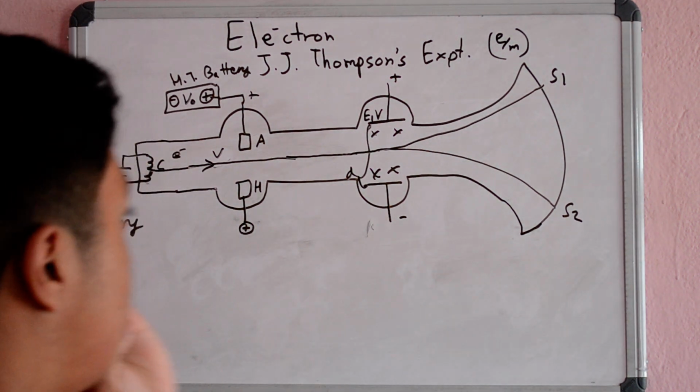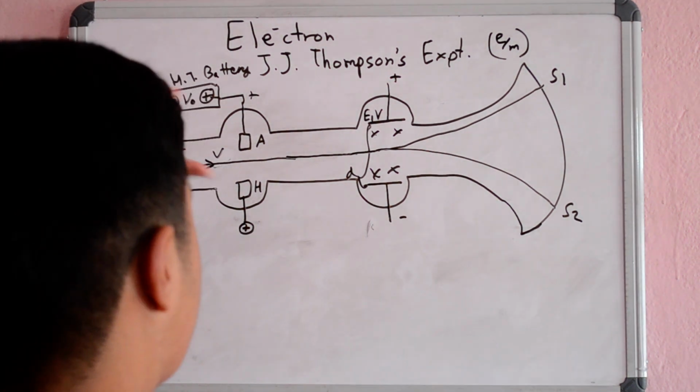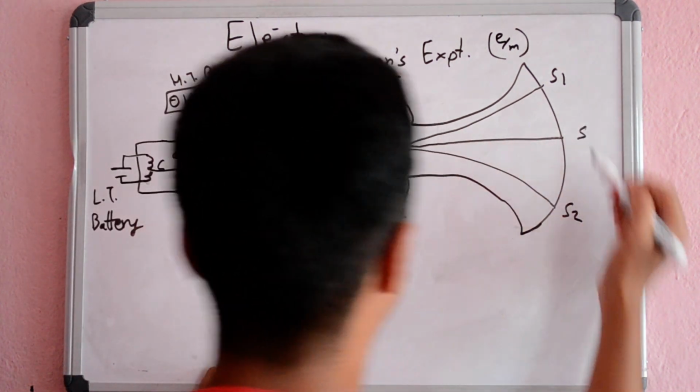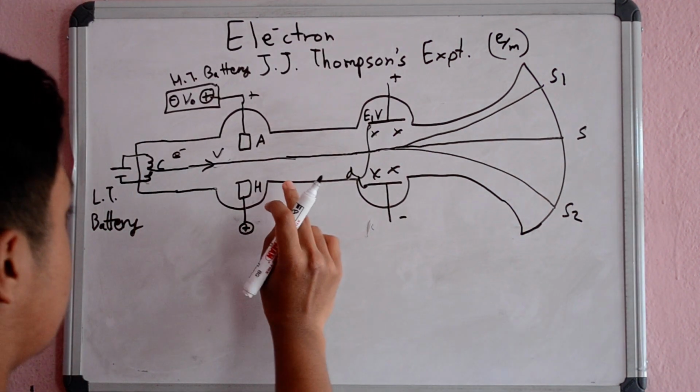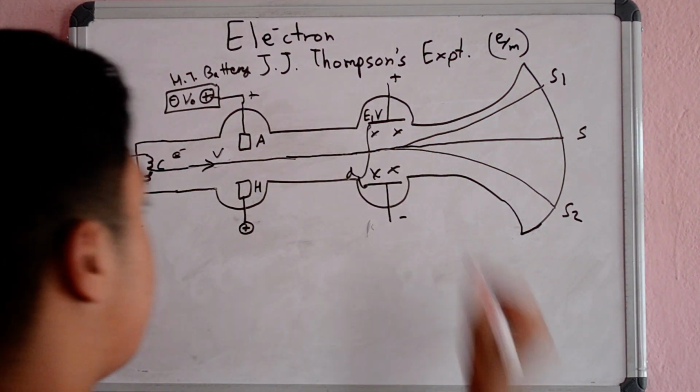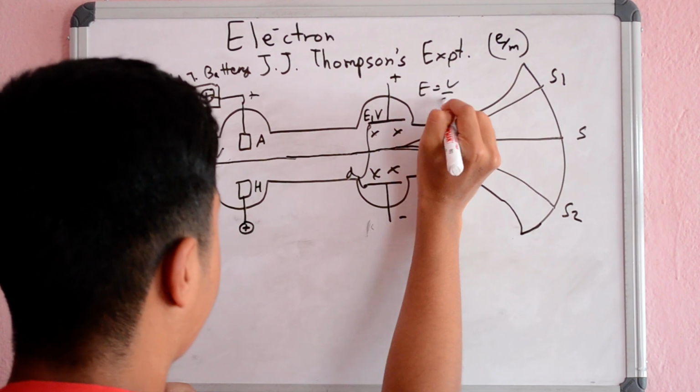Now this is where the cross field condition comes in. At cross field condition, it goes undeflected and moves in a straight line to S. So here, this is the distance between the plates. That means that E will be equal to V by D.